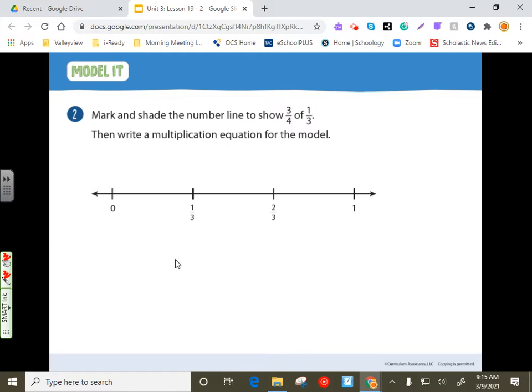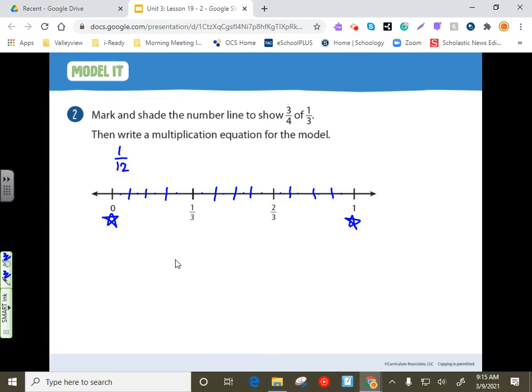Let's look at number 2. All right, so mark and shade the number line to show 3/4 of 1/3. So here we've got 0 to 1/3. We've got to mark that off in fourths. So I've got 1, 2, 3 lines, so it's now 1, 2, 3, 4 sections. I've got to do the same for the other ones. And we're doing that to show the value is 1, 2, 3, 4, 5, 6, 7, 8, 9, 10, 11, 12. So each one of these sections is worth a 12th, because we've broken up our one whole, our 0 to 1, into 12 sections.